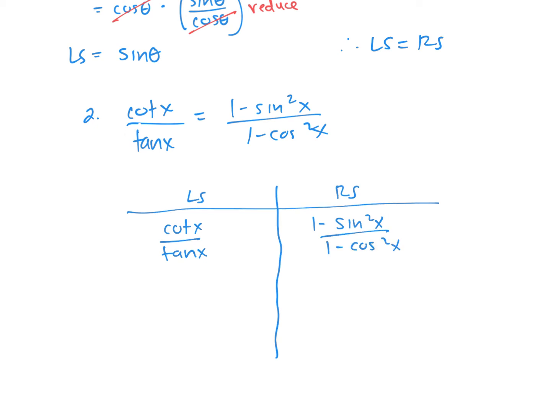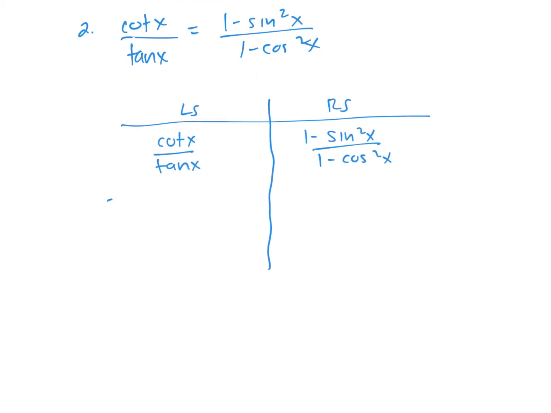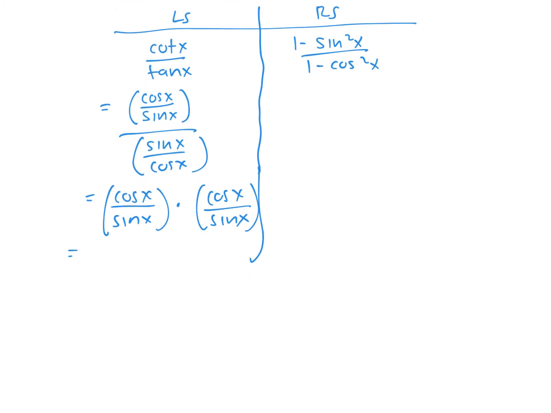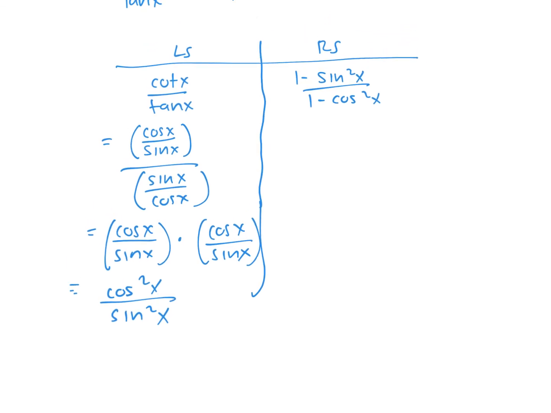On the right side, it's already in sine and cosine. I'm not really sure what I'm going to do with it yet, so I'm going to work on the left side first. Cotangent is equal to cosine over sine, and tan is equal to sine over cosine. What can I do to simplify? Well, I could take the numerator, multiply it by the reciprocal of the denominator, and then I can simplify that by multiplying. So cosine times cosine is cosine squared. Sine times sine is sine squared.